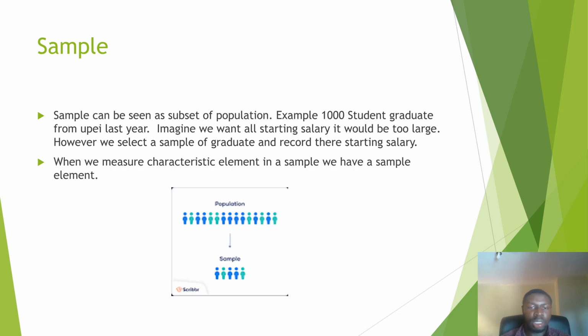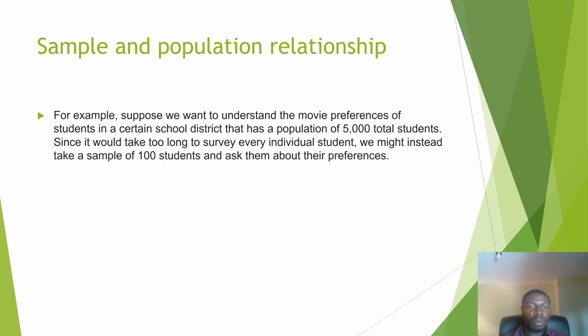For example, you look at this diagram here, we see that we have a population of 20 people, and if the data is too large for us to get specific data from, we can just pick 5 people as a sample. For example, 1000 students graduated from EPL last year. If we want a sample of this, probably we can pick 10 or 100 students from it.